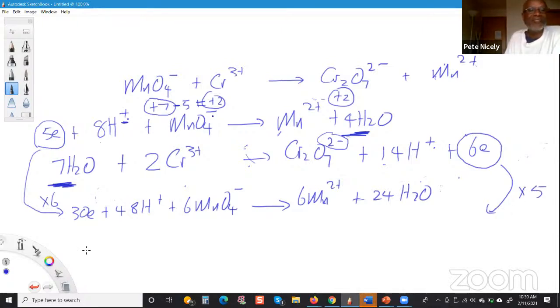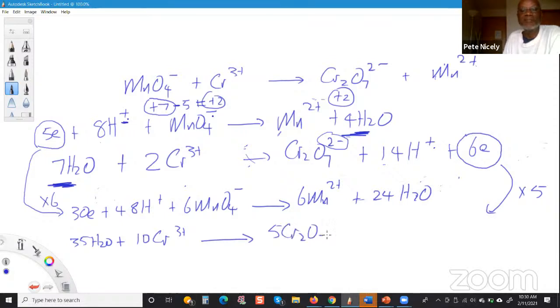So when you multiply by 5 throughout, you're going to get 5 times 7, 35 water molecules, plus 10 Cr3+, and then you're going to get 5 Cr2O7 2-, plus 5 times 14, that gives you what, 70 H+, and 30 electrons. Okay, and then the next step is what?